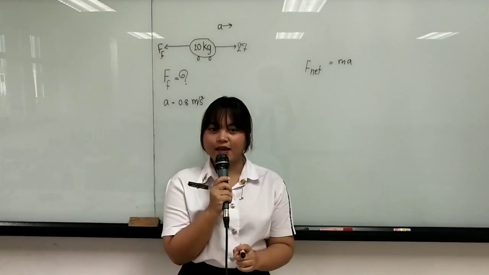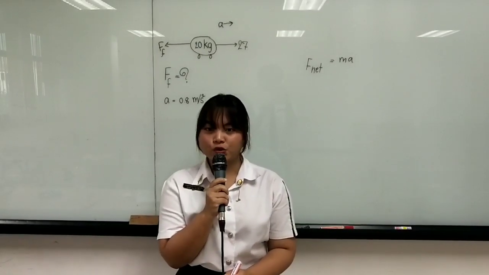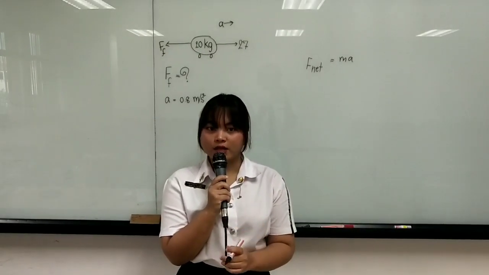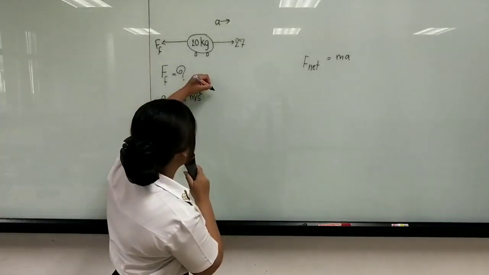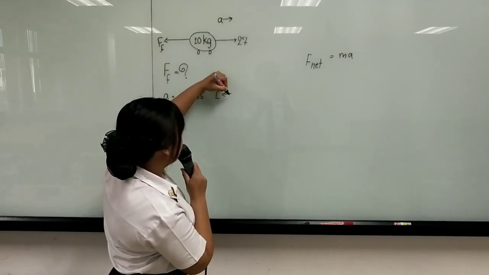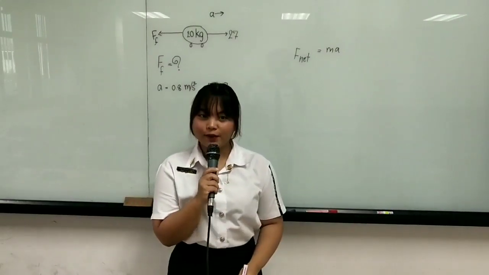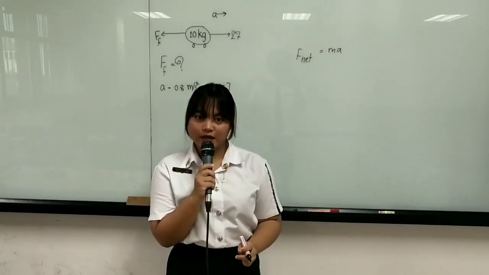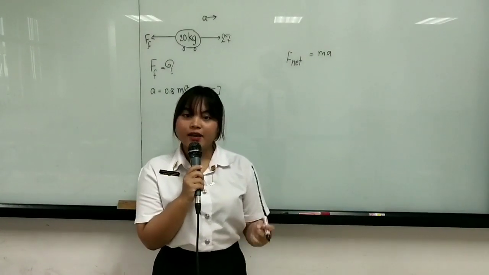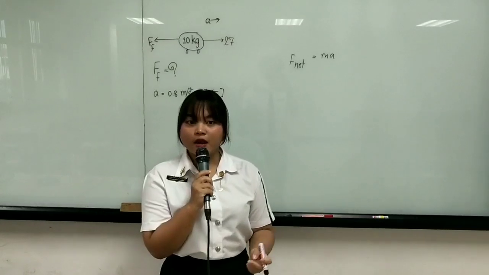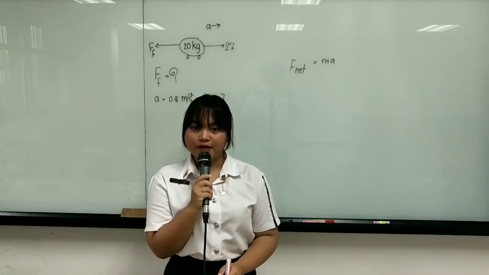Okay, so I say to the right is positive, because I have to choose some direction as positive, and the acceleration is to the right. So now, what does F net mean? F net means all the forces that you see in the direction of the acceleration.